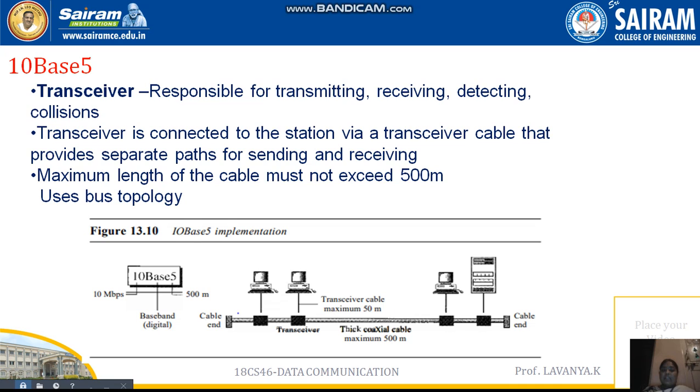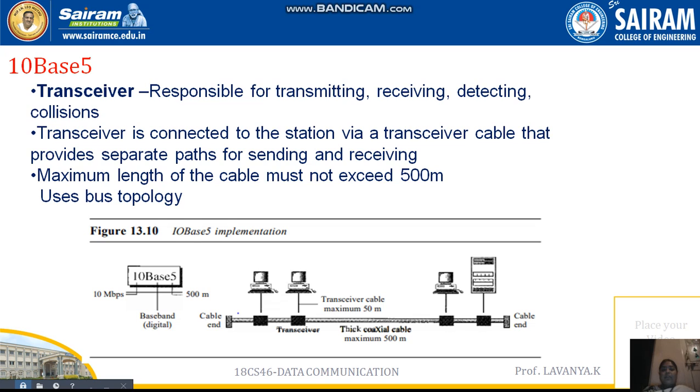The transceiver is connected to the station via the transceiver cable. See, this is the station. It connects via the transceiver cable. The transceiver cable may be a coaxial cable, and that coaxial cable should be a very thick cable. Through that cable, it provides the path for making the transaction. It means we send and receive the data through that cable only.